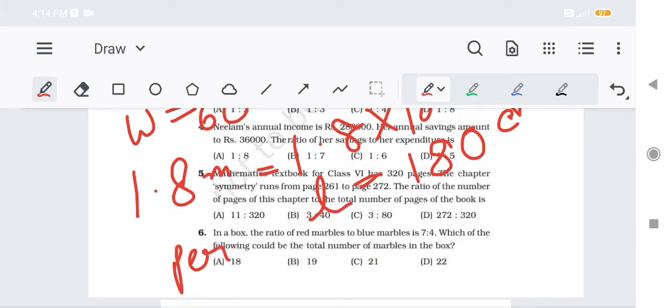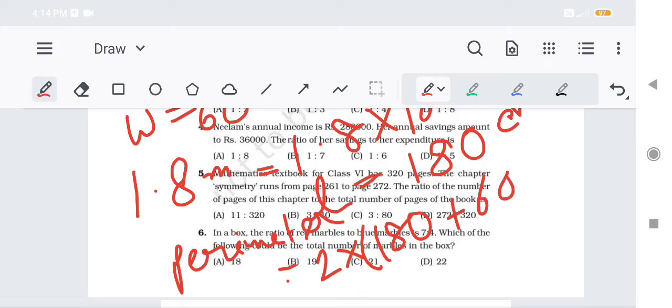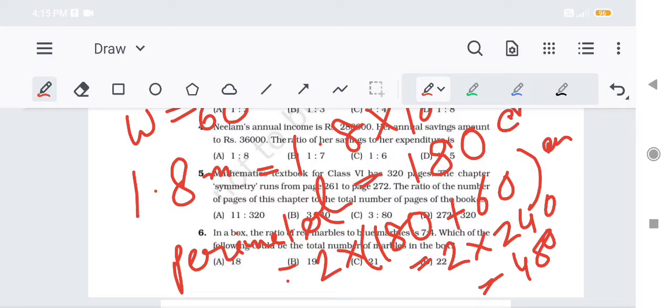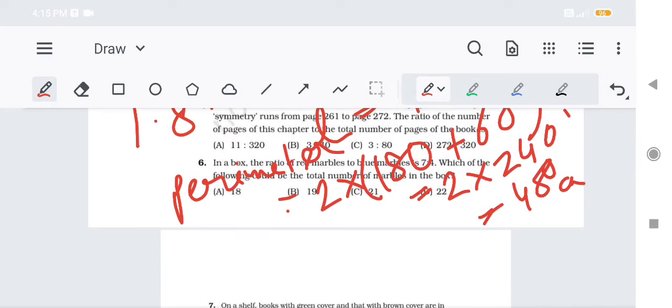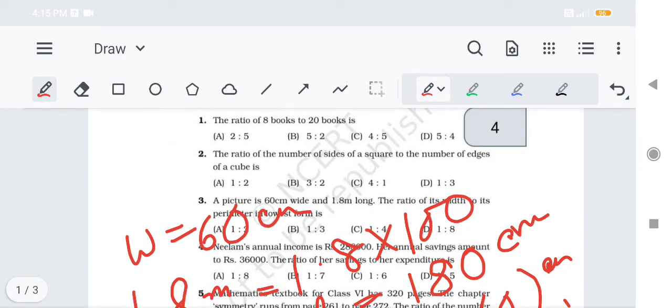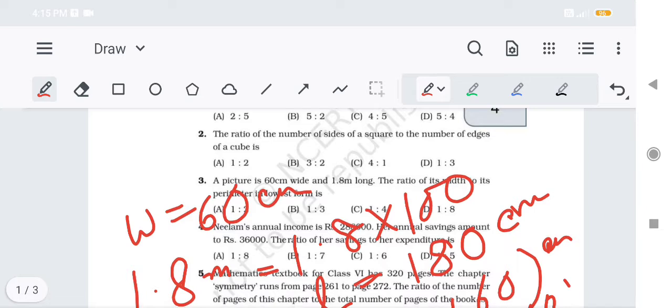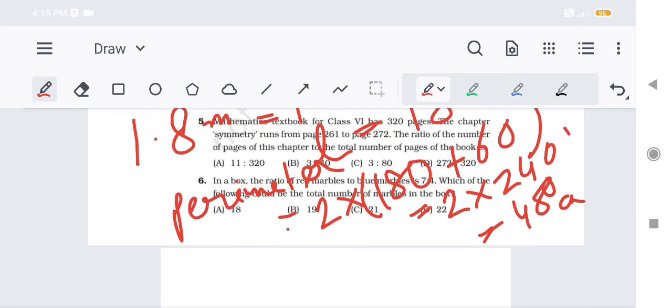So how to find the perimeter of any rectangular figure? It will be 2 into length means 180 centimeter and breadth means 60 centimeter. So in centimeter we are getting the perimeter. Okay, so it is coming 480 centimeter. Now in the next step what will you do? You have to find which question is asked. Means here the ratio of the width and the perimeter is asked.